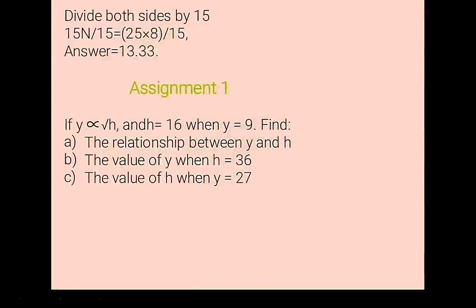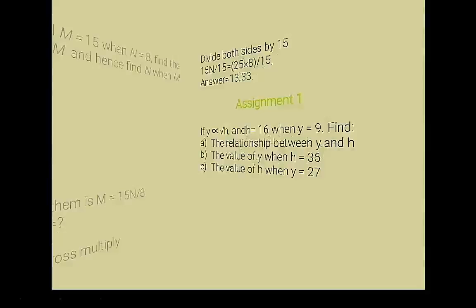There is an assignment for you to solve at home to see how far you have understood the class. The question is, if y varies directly as the square root of h and h equals 16 when y equals 9, find A, the relationship between y and h, B, the value of y when h equals 36, C, the value of h when y equals 27. You have to solve this question and submit it in our next online class.